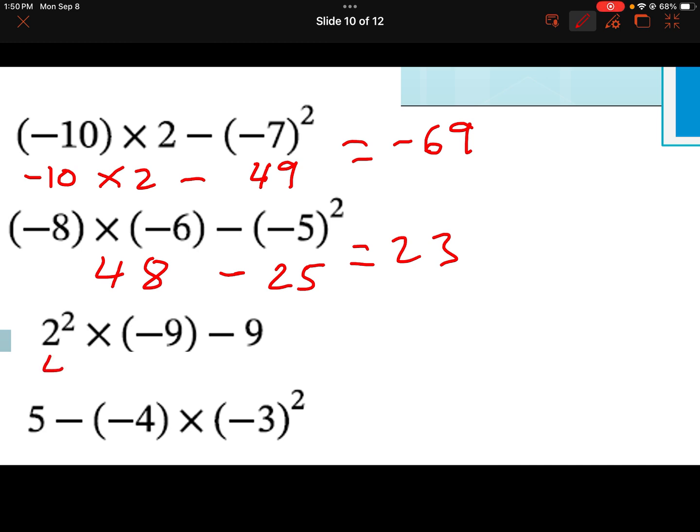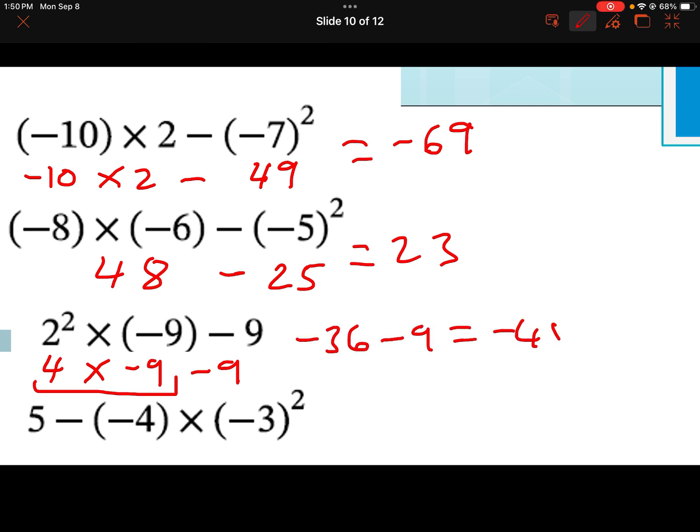This is 4 times -9 take away 9. We're going to do 4 times -9 first, which is -36, and then subtract another 9. So we're going to get -36, subtract another 9, gets you -45.